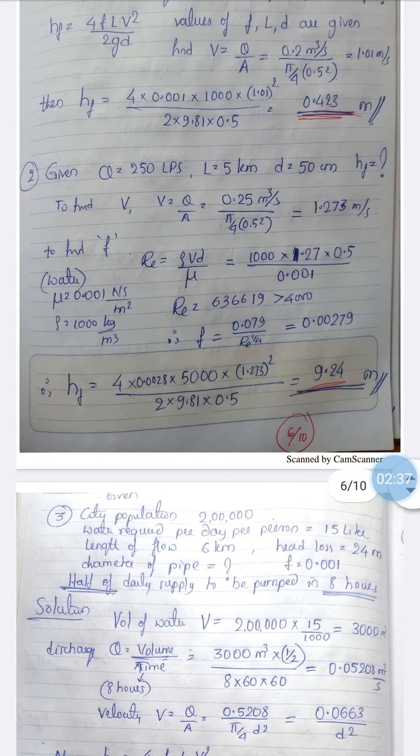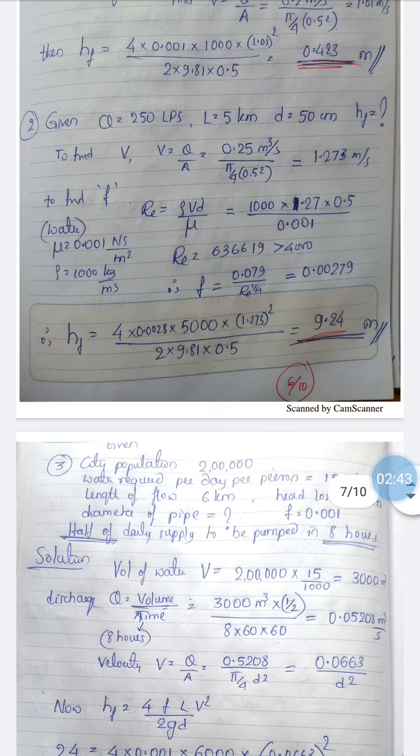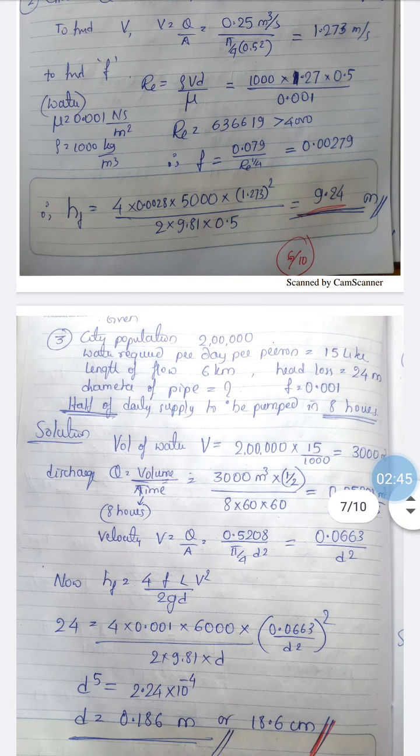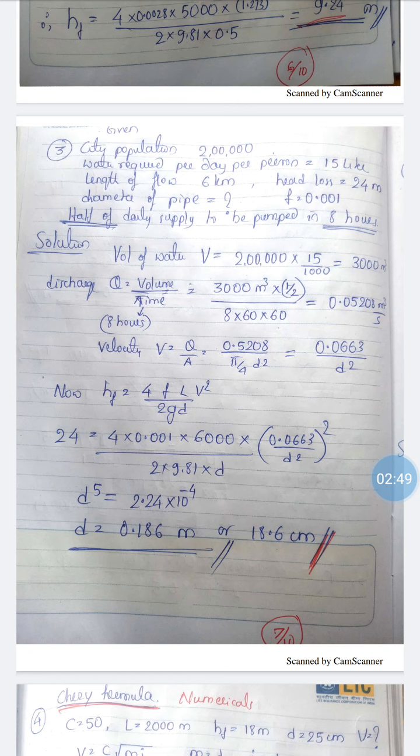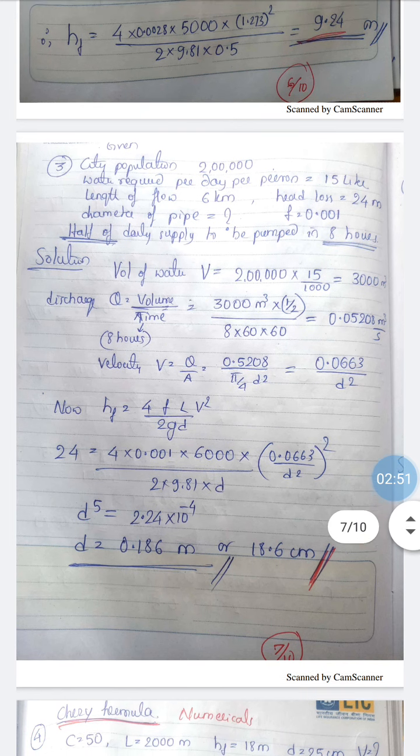Sometimes we make a common mistake of not squaring the velocity. So please be careful about using this equation. This is the second problem where f is also unknown, hf is also unknown. Now the third problem, here the formula remains the same, but the problem is defined in a different format.